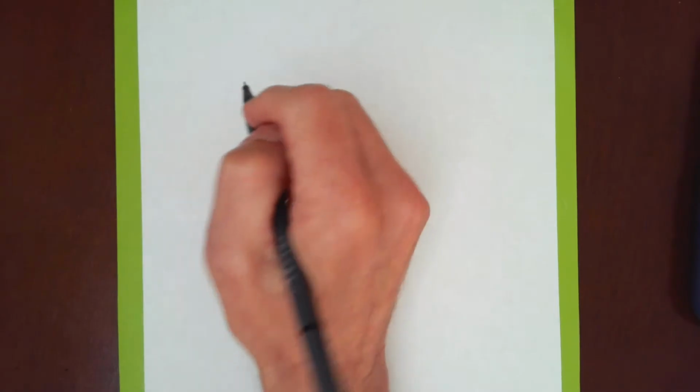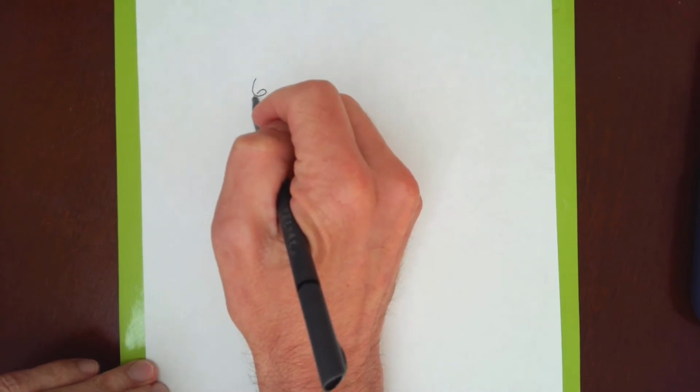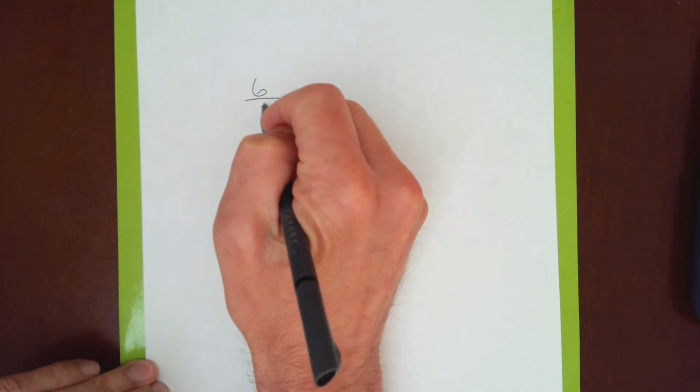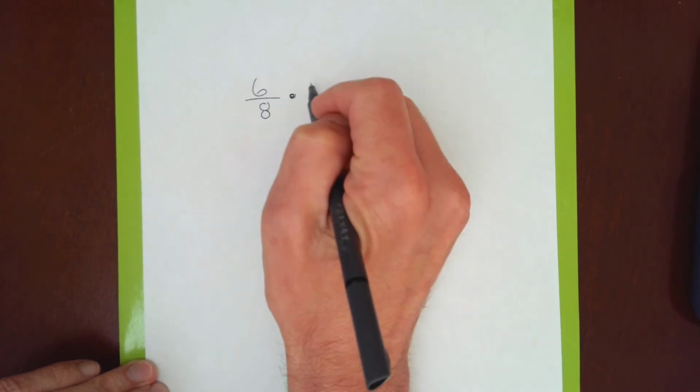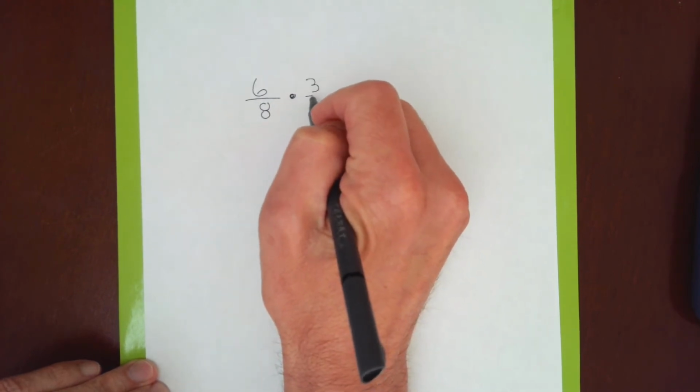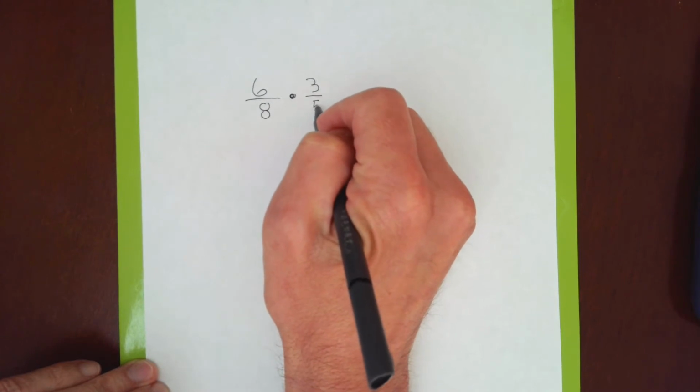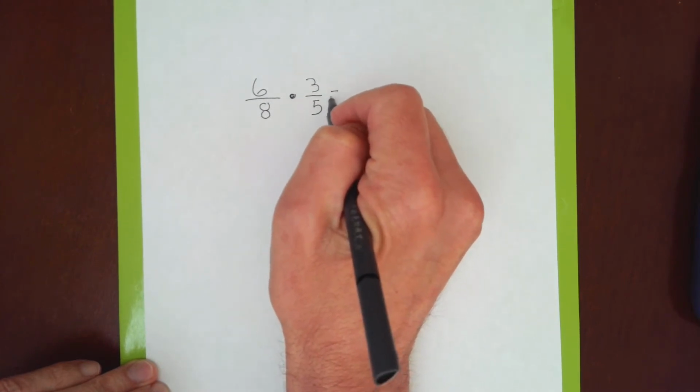Section 2.2 is on multiplying and dividing fractions. I have a couple examples of just multiplying and dividing fractions that don't have letters, but I don't know that they're the best examples. So let me just make up an example and show you how I can multiply fractions.